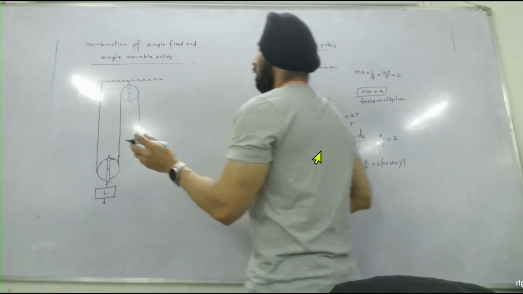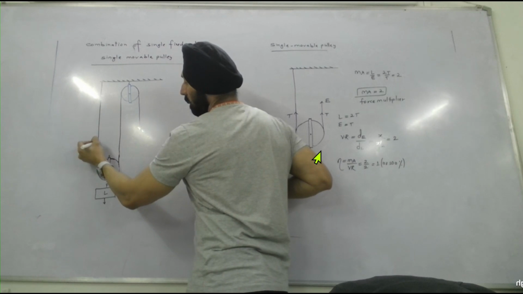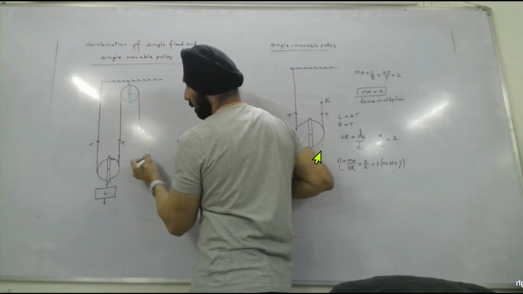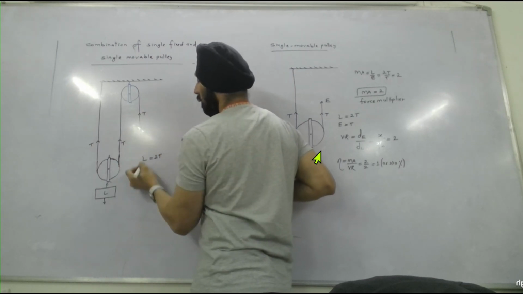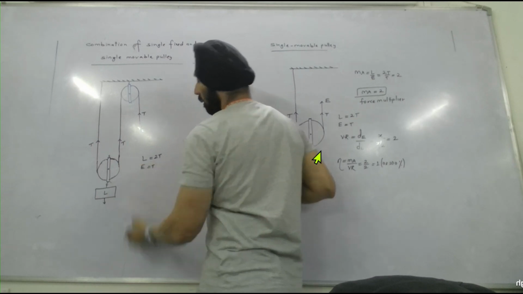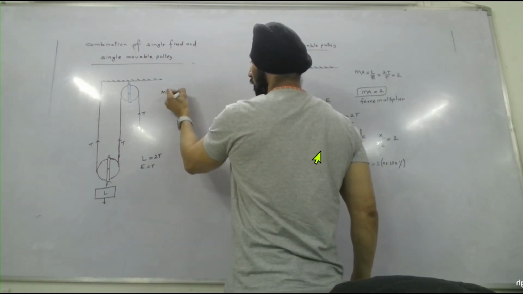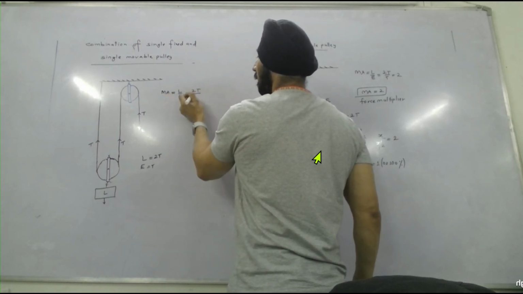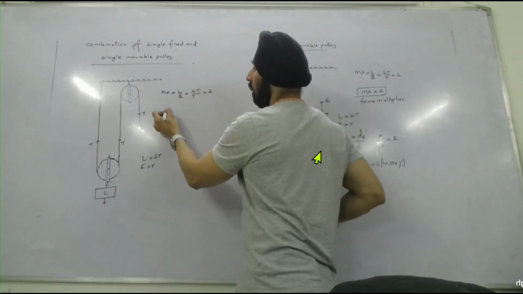So in this combination of single fixed and single movable pulley, look at the tensions. This is the tension for load. Both of these, check. So load, how many tensions? Effort का हमेशा one tension. Effort is equal to one tension. MA is equal to load upon effort. Load is how much? 2T. Effort is single T. So MA is how much? 2.